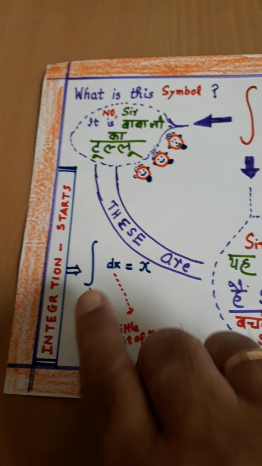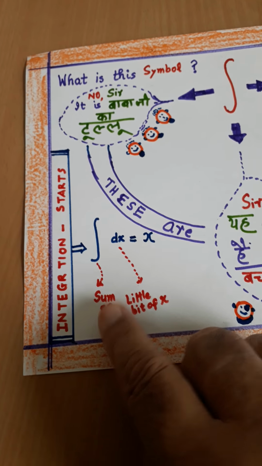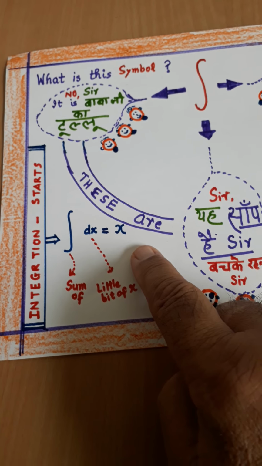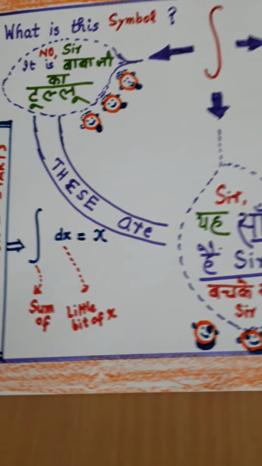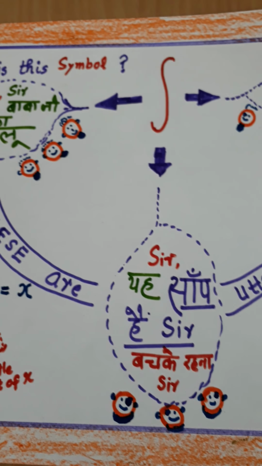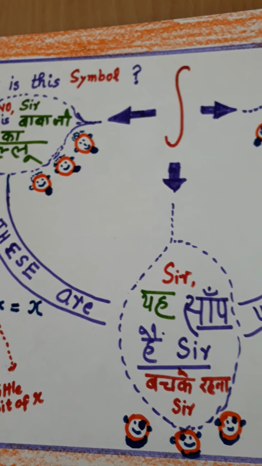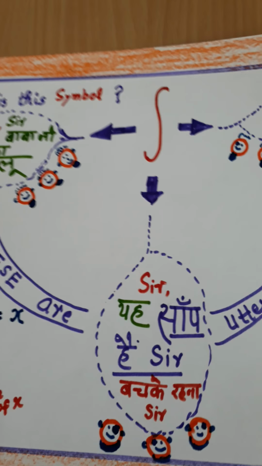Now look here, integration of dx. Integration sign means sum of. dx means little bit of x, so it becomes x. When we sum all the little bits of x, it becomes equal to x. Now, we will go ahead, and I will today tell you why that 420 was there and how it will be useful in deriving the formulas for integration.